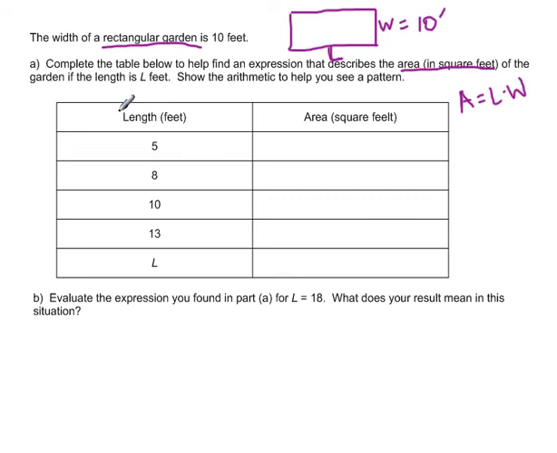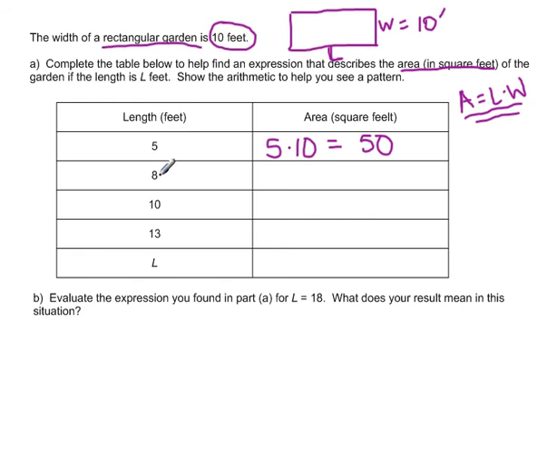In the first row of my table, they're telling me that the length is 5 feet. So if the length is 5 feet, the width hasn't changed, right? The width is always going to be 10 feet. So if the length is 5 feet and the width is 10 feet, remember that the area is the length times the width. So that would give us a total of 50 square feet. Okay, using the formula over here for the area, that area is the length times the width.